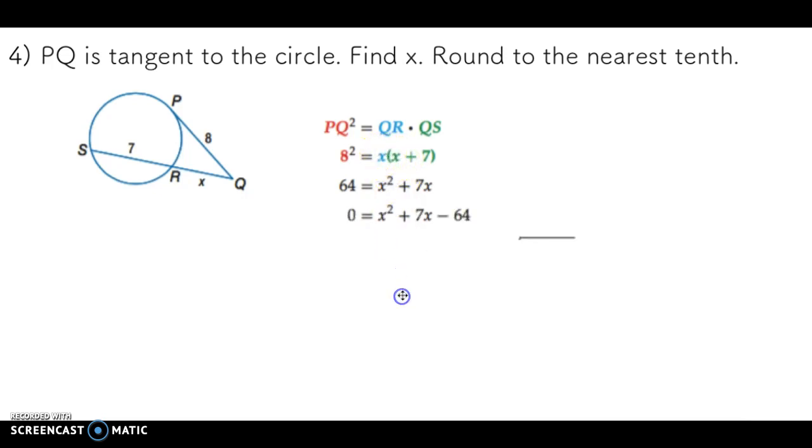Now remember, guys, whenever you have a quadratic equation, you have to set it equal to 0 before you can solve, and then try to factor it. If it's unfactorable, we have to use the quadratic formula. And I'm not sure if Ms. Lytle sang this to you guys last year, but if not, remember it's x equals negative b plus or minus square root of b squared minus 4ac all over 2a. So remember, A is 1, B is 7, and C is negative 64.